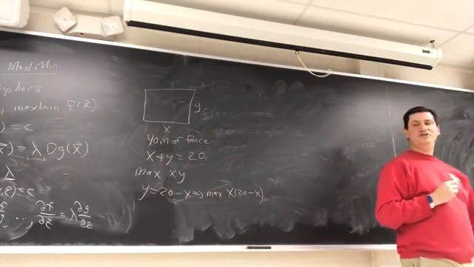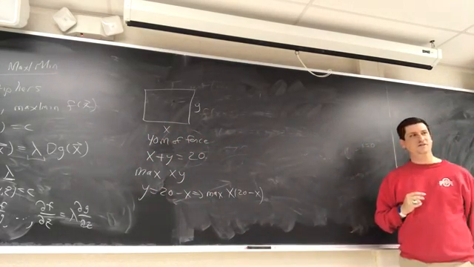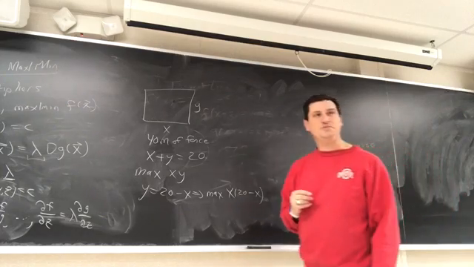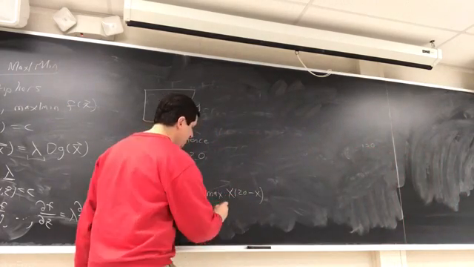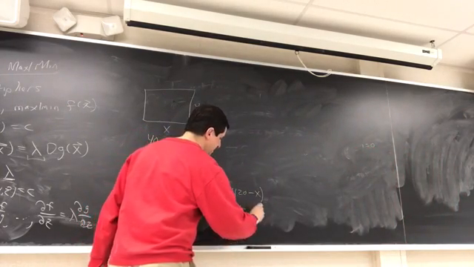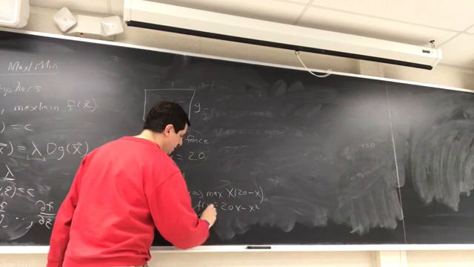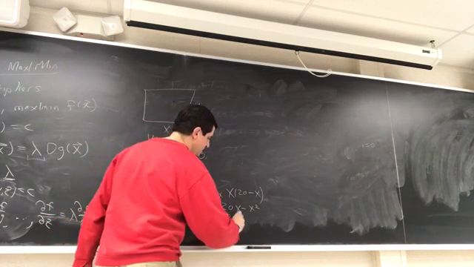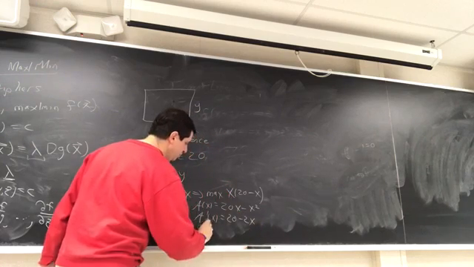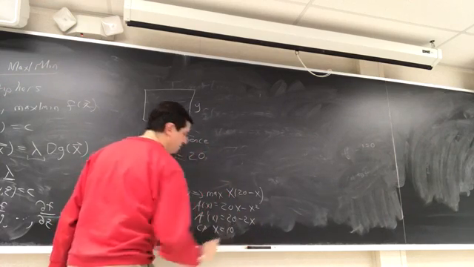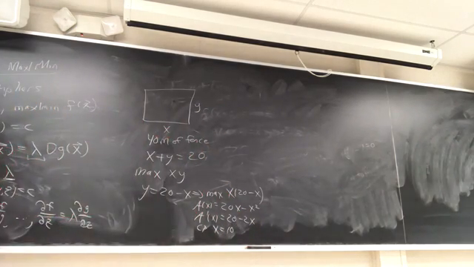So how should we differentiate x times 20 minus x? Simplify first. Don't go to the product rule. This is just 20x minus x squared. If we call that a of x, we get a prime of x is 20 minus 2x. So the critical point is x equals 10, and you get that it's a square.